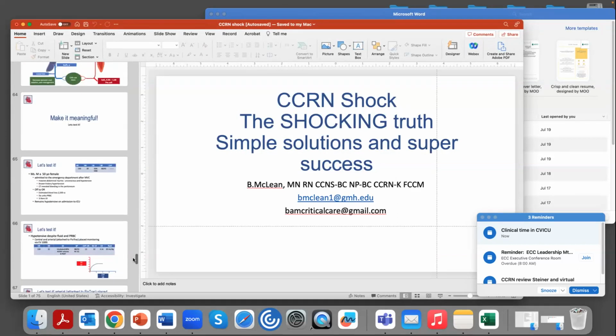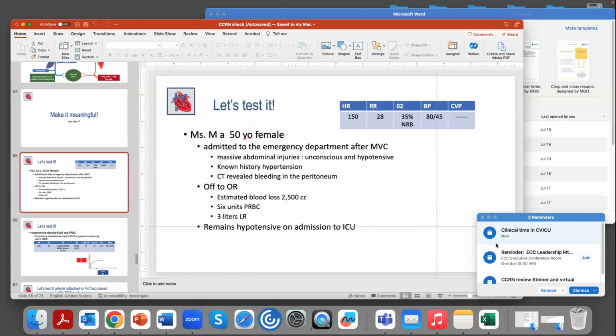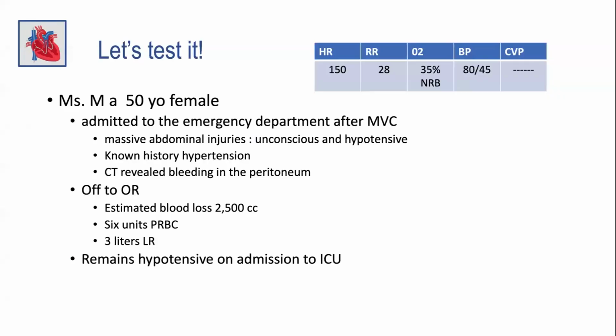Sorry. Okay, so just going to take a quick look at a patient here. And this is really about stroke volume and CVP. So we just look at this patient. She goes off to the OR. She has an estimated blood loss of 2,500. She gets 6 units of PRBCs. She gets an MTP. She gets everything she's supposed to get, right? Platelets and FFP and calcium, et cetera.